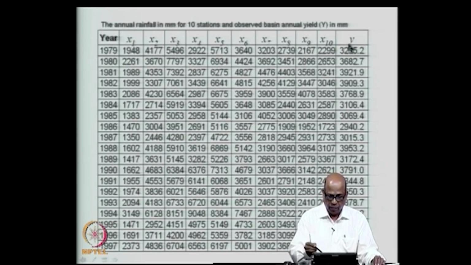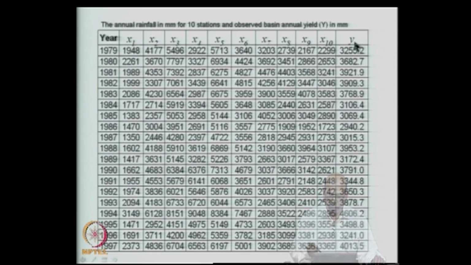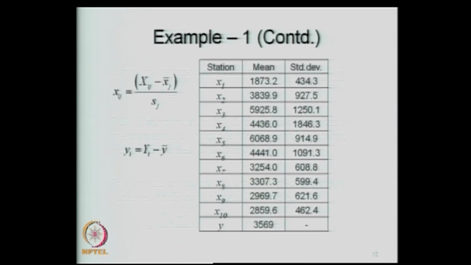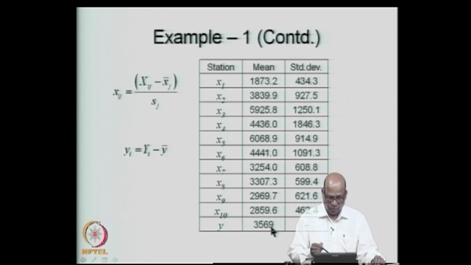And then the dependent variable y, we simply center it. We take the mean of this and then y minus y bar. So, we center all of these and obtain the dependent variable data. The mean of all of these stations are given here and the standard deviations, and of the dependent variable the mean is given here. The standard deviation is not necessary for y. So, we will use these means at this particular location.